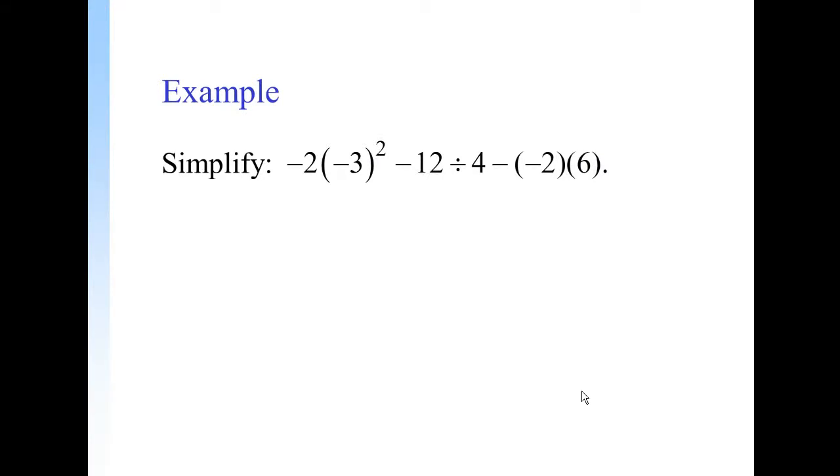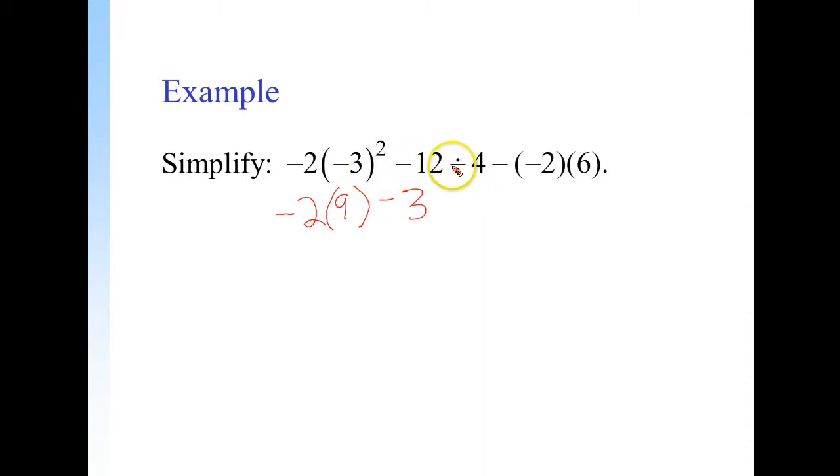All right, we had done this earlier. We're now going to simplify this. And let's just do this together step by step. So here we have a negative 2. We'll keep that. We're going to square a negative 3. Well, negative 3 times negative 3 is a positive 9. So this now becomes a positive 9. Minus 12 divided by 4. Well, this is going to be a negative 3.